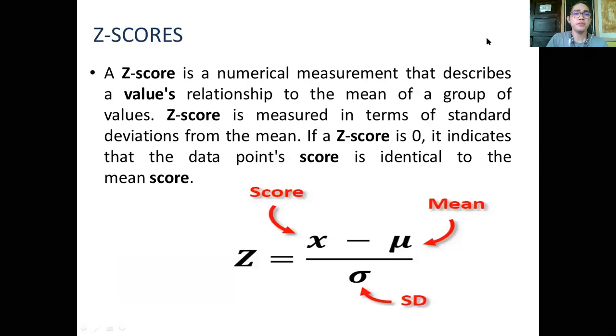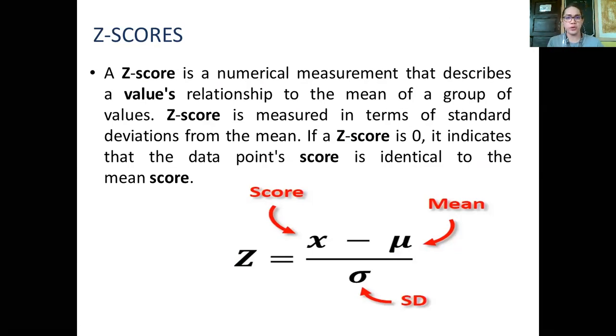So now let's talk about z-scores. I know you're familiar with z-scores. Remember the z-test? Okay, so this is something related to it. A z-score is a numerical measurement that describes a value's relationship to the mean of a group of values. Okay, the relationship of a value to the mean of a group of values. So please do not forget that concept.